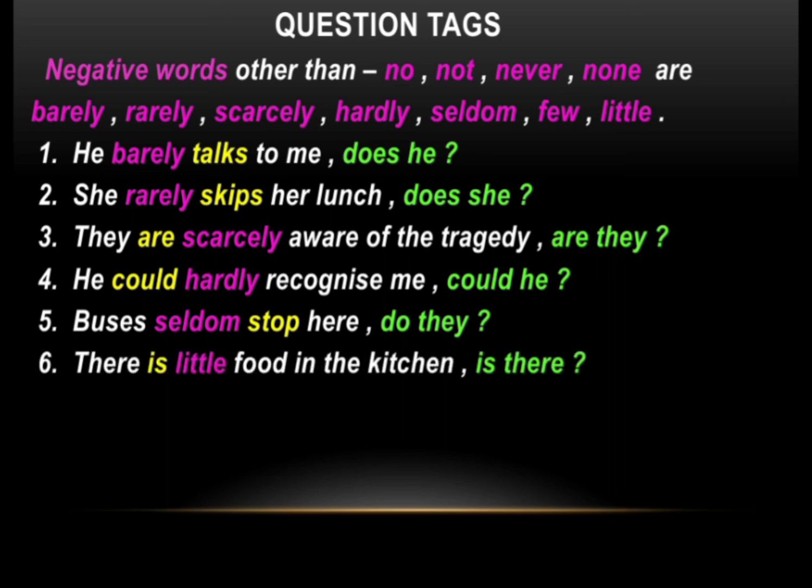There is little food in the kitchen. Is is the auxiliary verb. Little is a negative word, and there we have to use the same there, and the tag is is there.